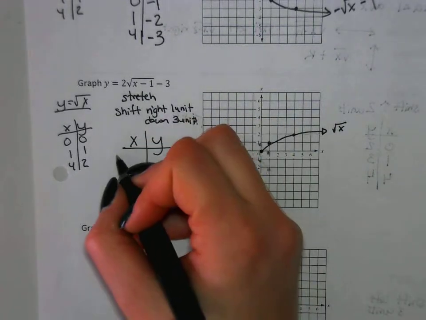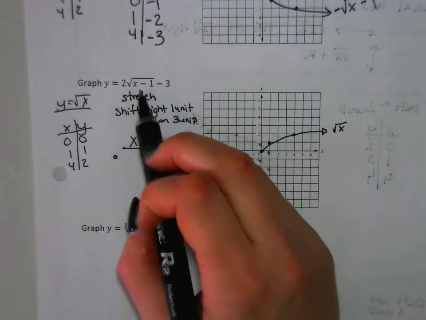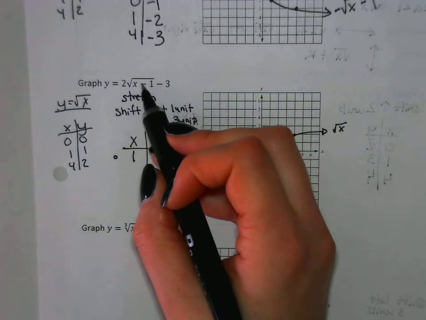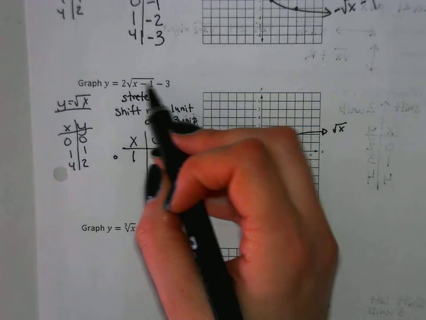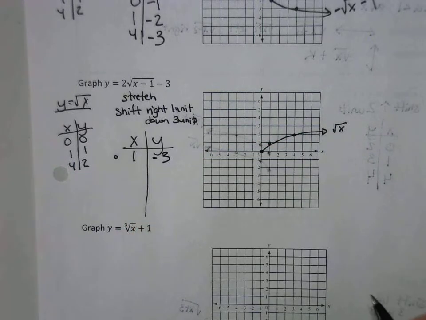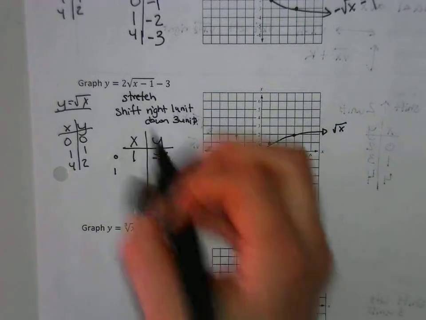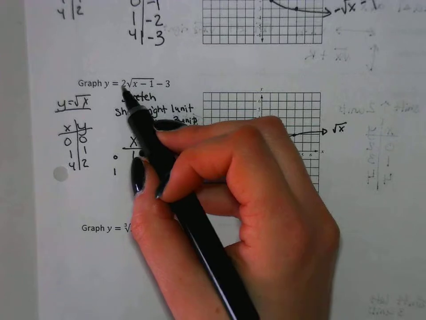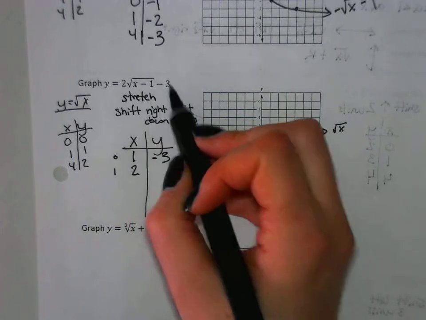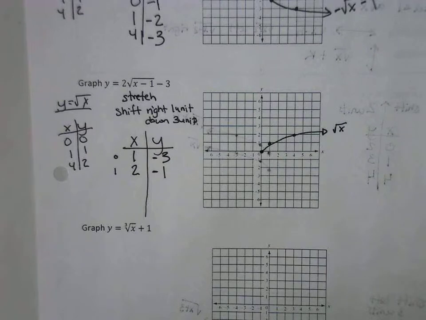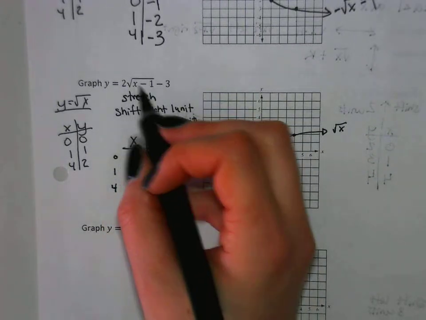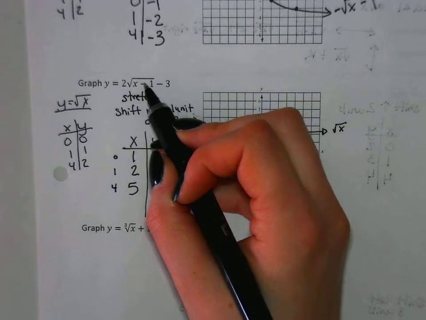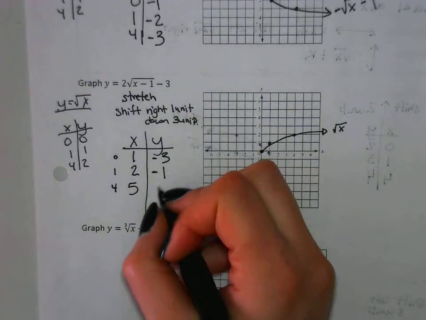Alright, so remember, we still want our first perfect one, our radicand, to be 0. So if we plug in a 1 for our x, 1 minus 1 is 0. Square root of 0 is 0. 2 times 0 is 0. Minus 3 is a -3. So then we want 1. That means x needs to be 2. 2 minus 1 is 1. Square root of 1 is 1. 2 times that 1 is 2. And 2 minus 3 is a -1. So then 4. If we plug in a 5, 5 minus 1 is 4. Square root of 4 is 2. And 2 times 2 is 4, minus 3 is 1.